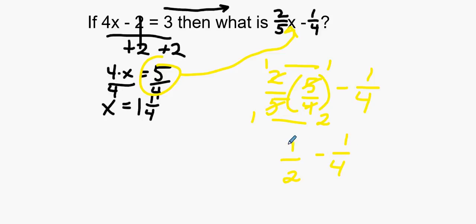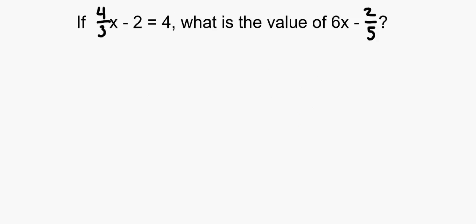To get like terms, I multiply top and bottom by 2. Answer? 1/4. How are we doing? If 4/3 x minus 2 equals 4, what's the value of 6x minus 2/5? What's my first step to solve a Lesson 97 two-step problem? Take a look at the left-hand side, solve for x over here, and then we'll plug that in to that side.